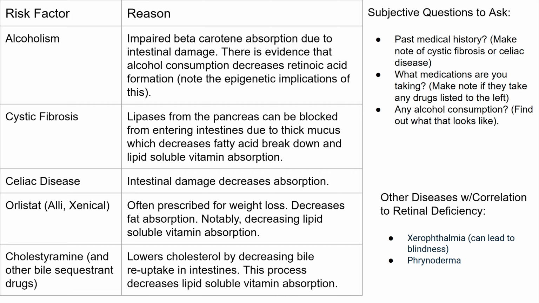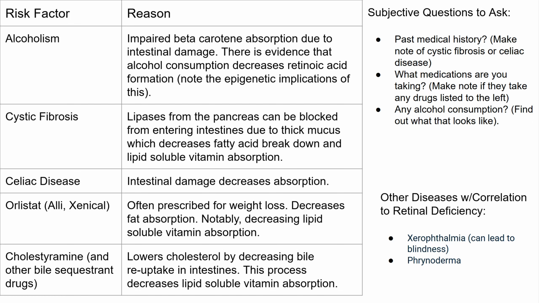As far as drugs go, orlistat, which is prescribed for weight loss, decreases fat absorption, which obviously decreases lipid soluble vitamin absorption. Cholestyramine and other bile sequestrants lower cholesterol by decreasing bile reuptake in the intestines. This process also decreases lipid soluble vitamins. Some subjective questions to ask would be about past medical history, and you should make note of cystic fibrosis and celiac disease. Ask them what medications they're taking. Make note of orlistat and cholestyramine and other bile sequestrants. Ask about any alcohol consumption and, of course, find out what that looks like.